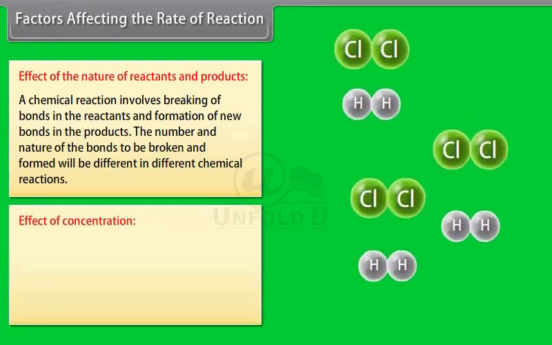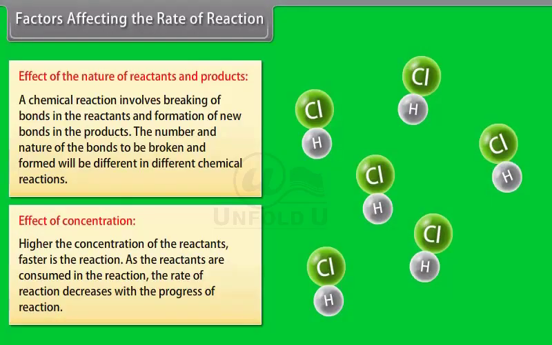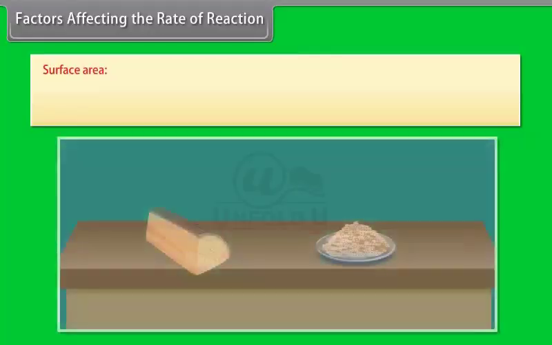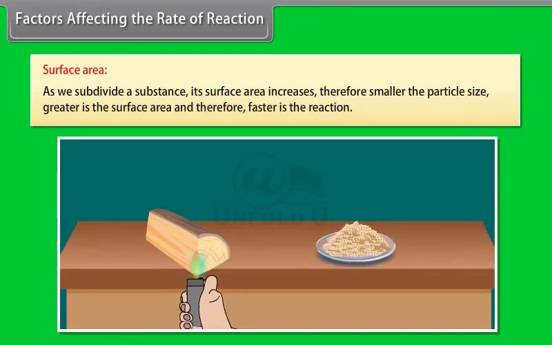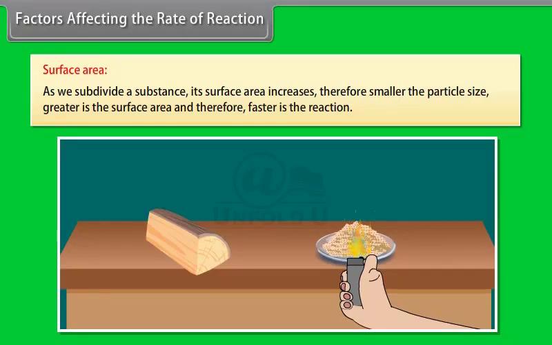Effect of concentration. Higher the concentration of the reactants, faster is the reaction. As the reactants are consumed in the reaction, the rate of reaction decreases with the progress of reaction. Surface area. As we subdivide a substance, its surface area increases. Therefore, smaller the particle size, greater is the surface area, and therefore faster is the reaction.